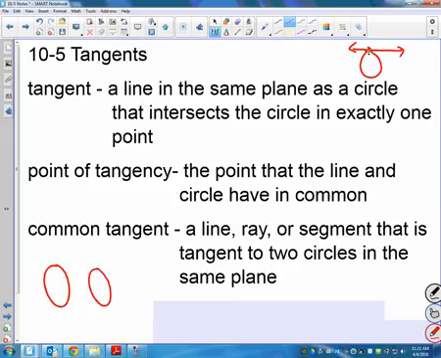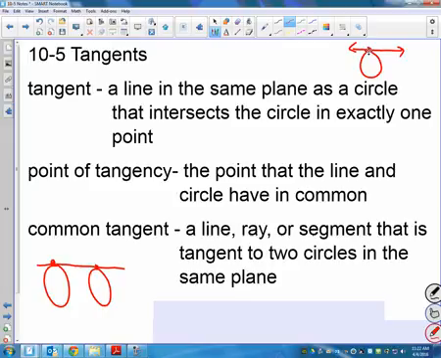We're going to do this in a minute and say how many tangents we could draw, but I can definitely draw a line that could be tangent to both of those. That would be a common tangent. On the next slide, it says draw in all common tangents. If no common tangent, state no common tangent.